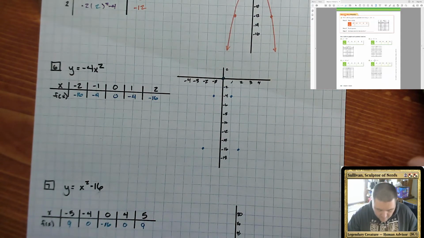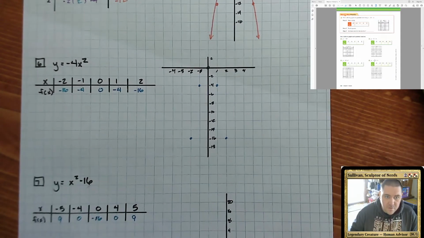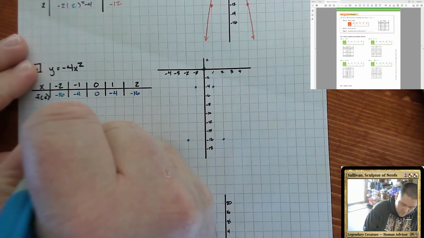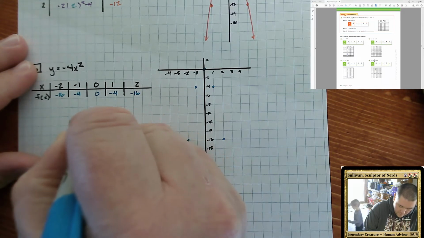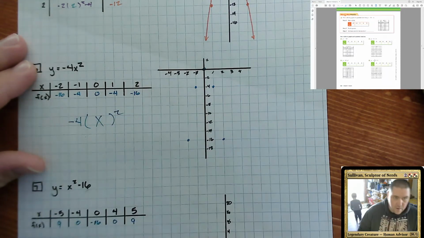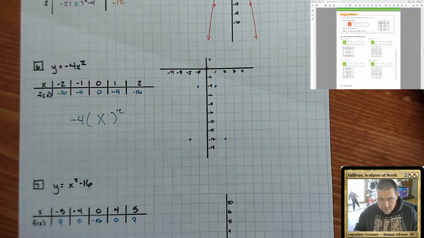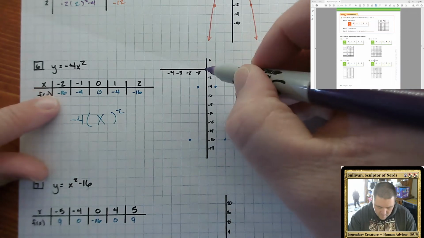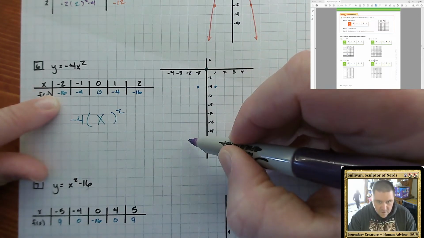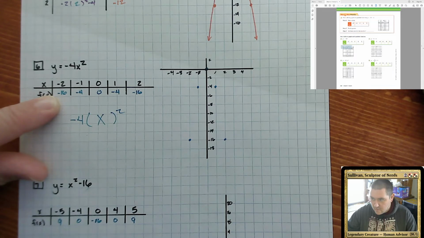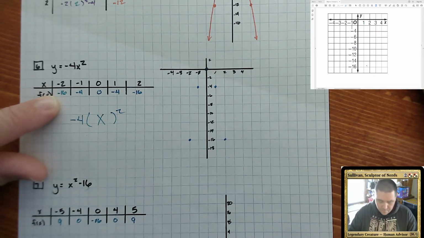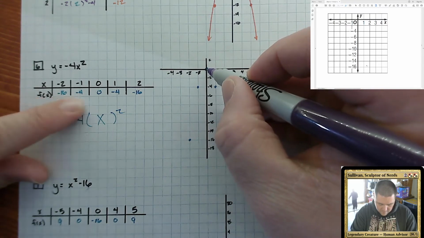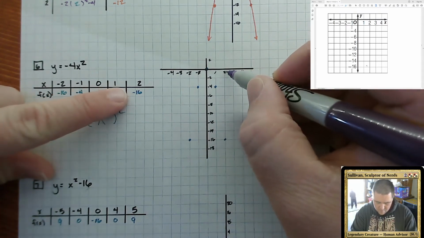Okay. Start with 6. Again, you're plugging in to your calculator -4 parenthesis thing squared, just like that. Fill in the table, get your points. Now that you have your points, you plot back 2 down 16. Watch your scale. Okay, watch your scale. Back 1 down 4, 0, 0, 1, 4, 2, 16.